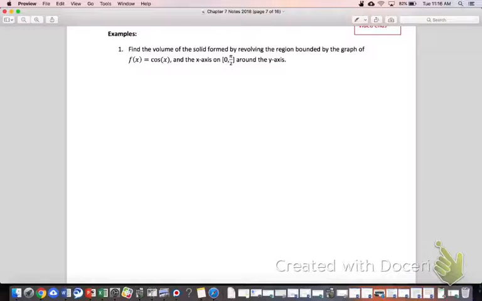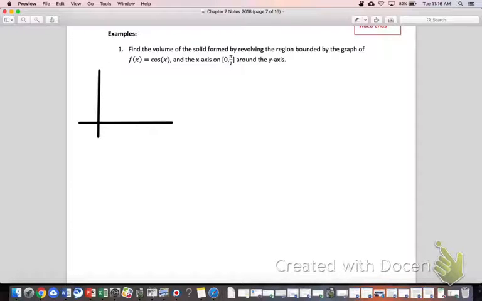To get a picture, to get your own picture, I'm going to try to do that here. Here is my y-axis and my x-axis, something like that. Where does cosine start? 0, 1. 0, 1, that's right.